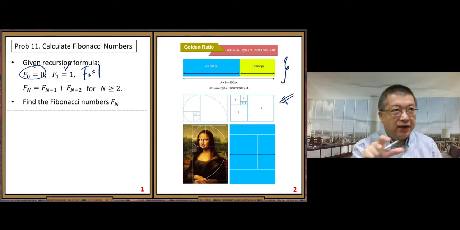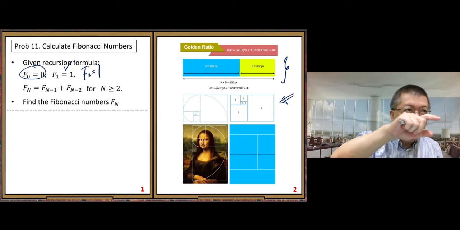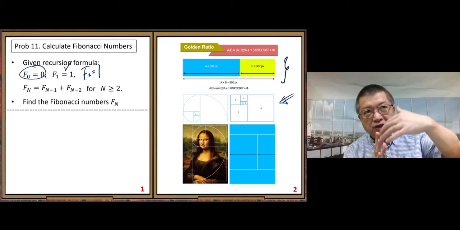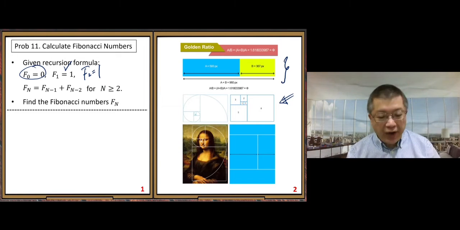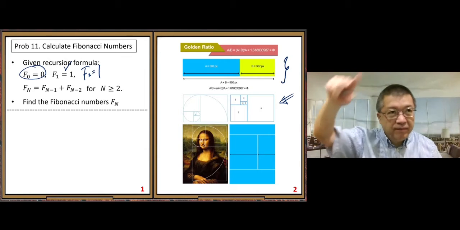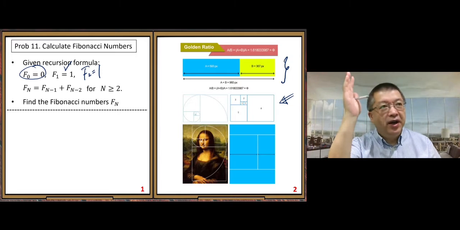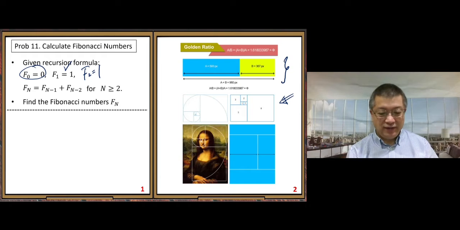You keep doing that. The radius of the arc is bigger and bigger, but two adjacent arcs join in a perfect way. With different radius, but they join in a perfect way. So then finally, you get a good-looking spiral. Okay? So that's the many interesting properties of Fibonacci numbers.